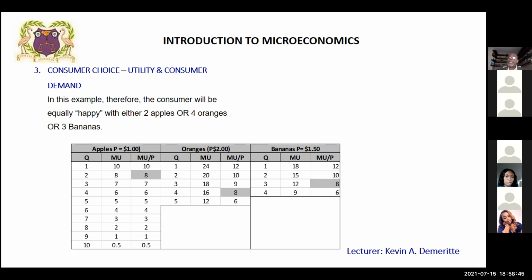So our enjoyment per dollar spent is 12. That's just 18 divided by $1.50. That comes out to 12. If you have any doubt, please check my math, use your calculator.